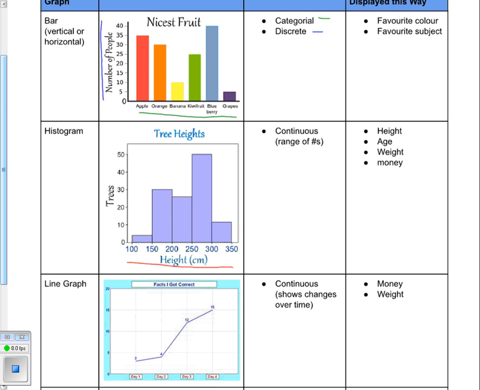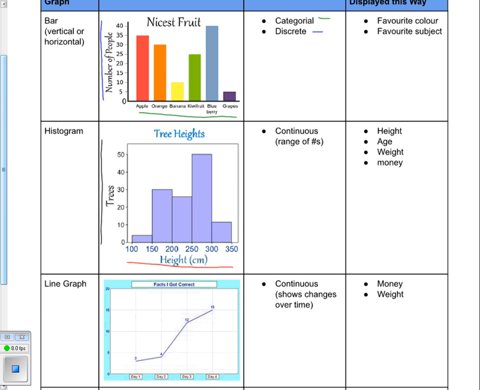So the tree could be between 100 and 150 centimeters. It could be between 150 and 200 centimeters, between 200 and 250 centimeters, etc. And then vertically, it tells us the number of trees that falls into each one of those height ranges. And so this happens to be continuous data. Really common examples of this would be height, weight, age, money is possible. So the number of people that earn between $20,000 and $30,000, the number of people that earn between $30,000 and $40,000, etc.